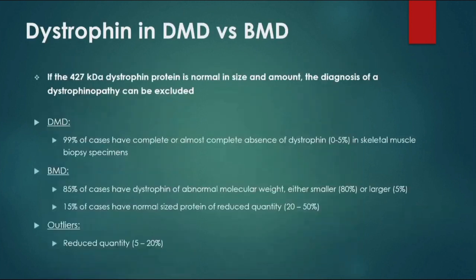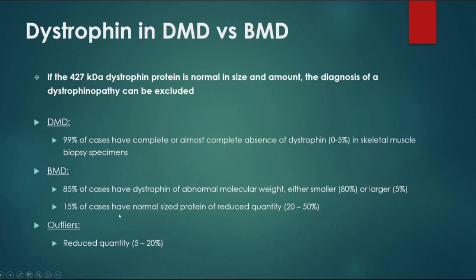The dystrophin protein has many isoforms, and the one present in muscle, heart, and brain is the 427 kilodalton dystrophin protein. If this protein is normal in size and amount, the diagnosis of dystrophinopathies can be excluded. In 99% of cases of Duchenne muscular dystrophy, there is complete or almost complete absence of dystrophin, and the amount is reduced to 0 to 5%.